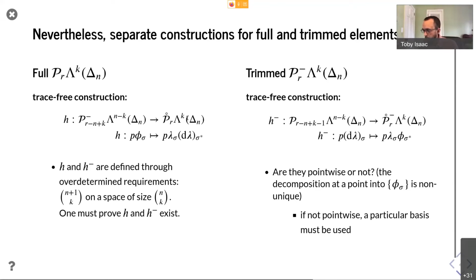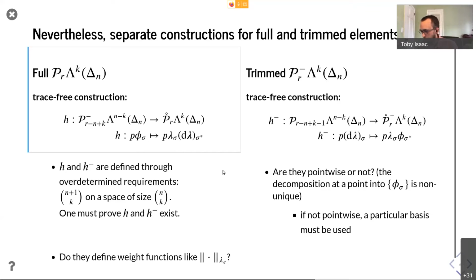It's not clear from this presentation of these isomorphisms whether these operators are pointwise or not. So for instance, if I evaluate a K-form at a point, there are multiple ways I could represent it at that point as the sum of multiple Whitney forms. So it's not clear if this is a pointwise operator or not. And if it's not pointwise, you have to use a particular basis. And the other thing is that we had this nice weight function in the scalar case, and there doesn't really seem to be anything that indicates a similar weight function here.